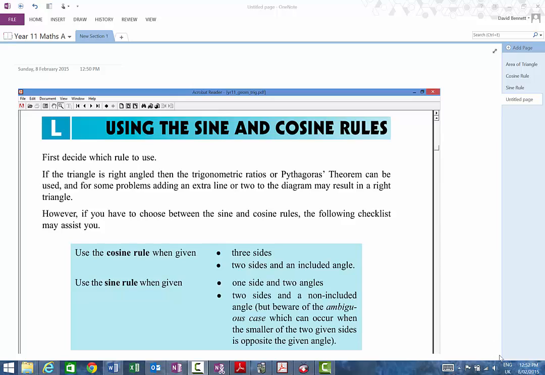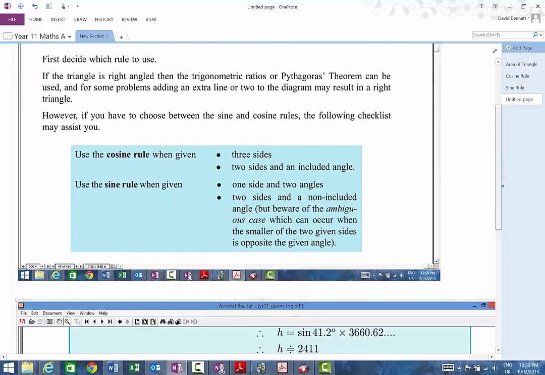So just a recap of what we were talking about before, which is if you're going to use the cosine rule, you generally would use that if you're given three sides or you're given two sides with the included angle. And then obviously the sine rule, you use that when you get given one side and two angles, or you get given two sides and one of the angles. Okay, so you need to make a decision about which one you're going to use based on the information you get given. So let's have a look at an example for that.